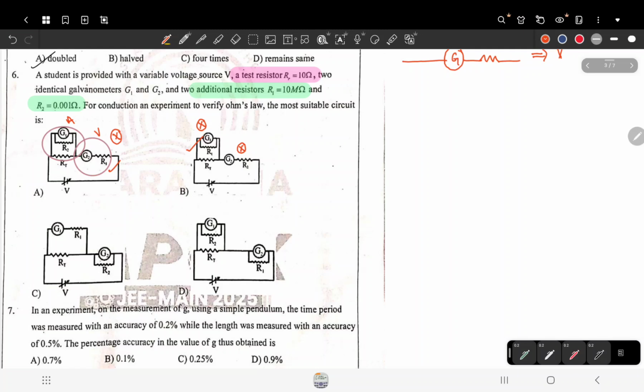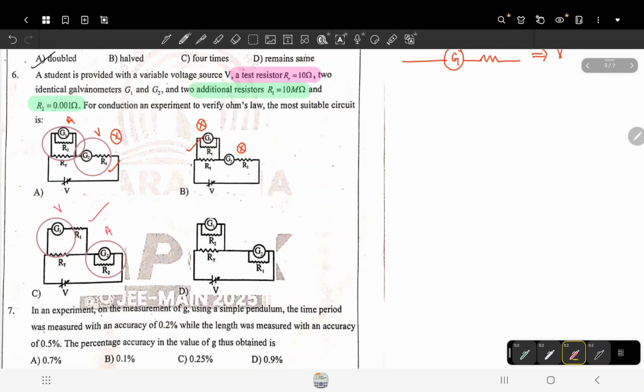For the galvanometer, we are connecting a high voltage, so this part will act as a voltmeter. Now that will act as a voltmeter and this part will act as an ammeter, right? So now this will act as a voltmeter and this will act as an ammeter. And voltmeter ni parallel kalpunam, ammeter ni series lo kalpunam. Therefore, option C is right.